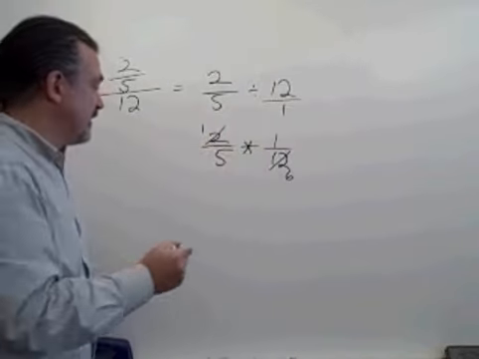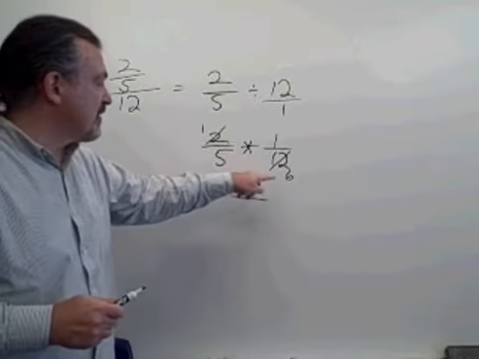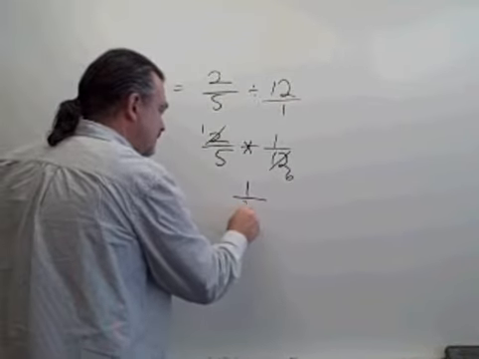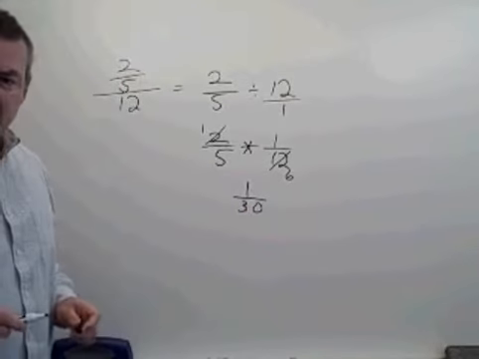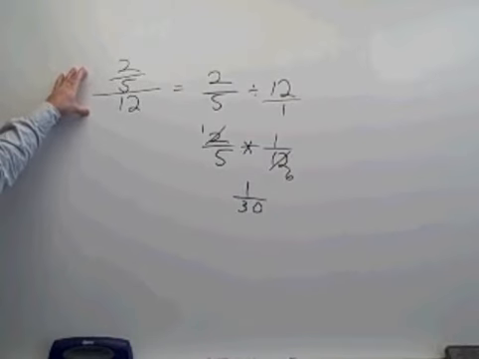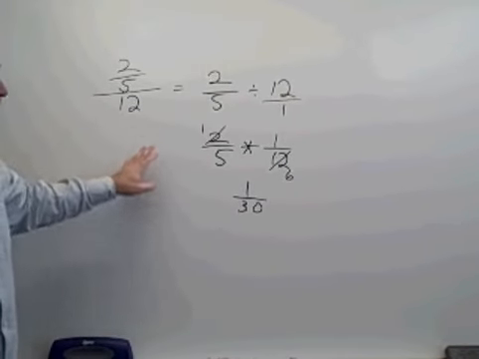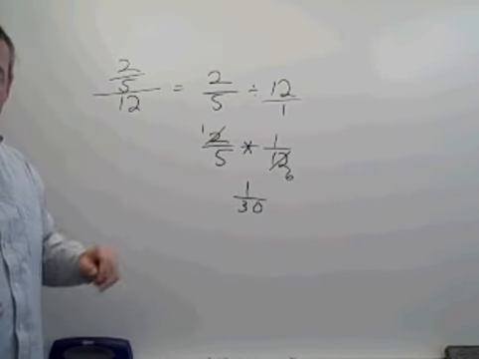1 times 1 will give us a 1 in the numerator of our answer. 5 times 6 gives us 30 for the denominator of our answer. And this original complex fraction, 2/5 over 12, can be simplified as being equal to 1/30.